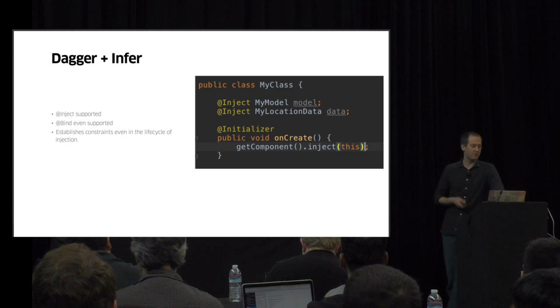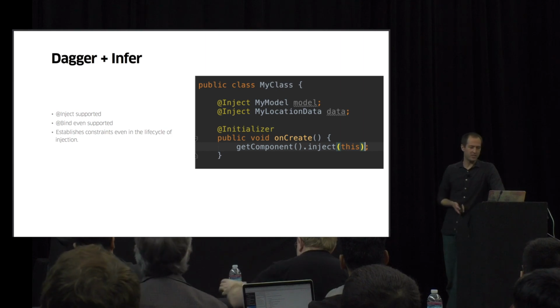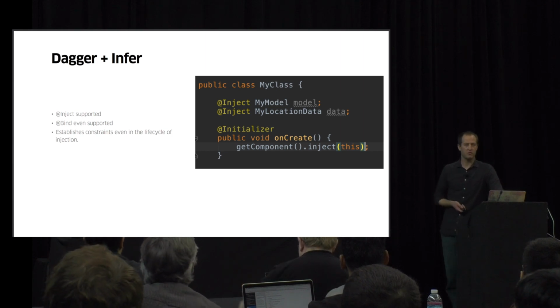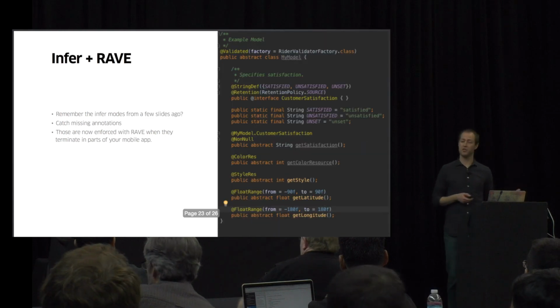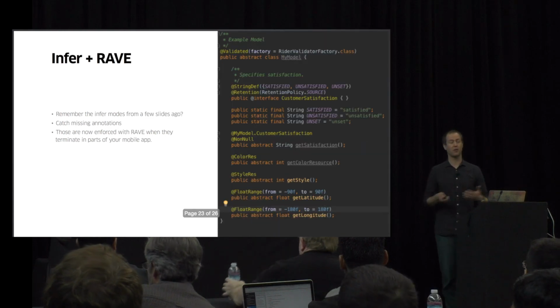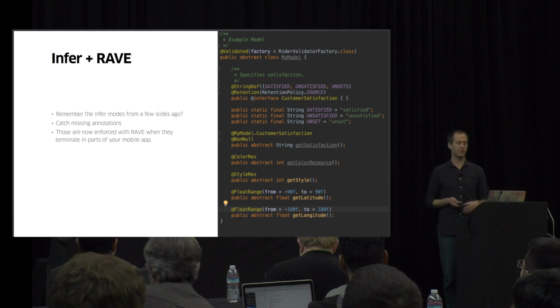This is the type of synergy you get between Dagger and Infer. Infer even supports the @bind annotation for Butter Knife, so if you're using that on your fields, Infer will know to treat those as non-null. It treats @inject as non-null because it knows that Dagger will return non-null things. There's a lot of really good stuff that works well between these two tools that keeps this unbroken chain for you from start to finish of your application.